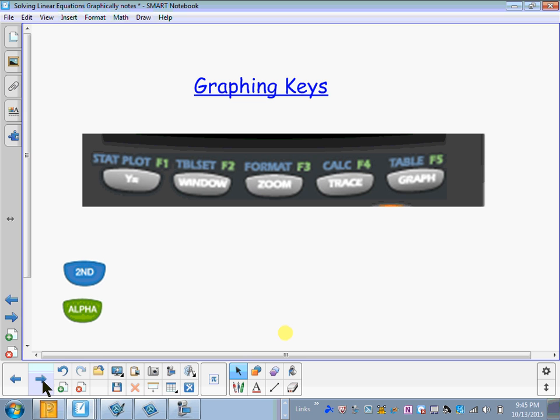We'll also be using the calculator, obviously, to graph, and right below the screen are the graphing keys. We have some in gray, some in blue, which we have to hit the second key first, and some in green. Today we'll be using the y equals, so we'll just hit that key. We'll be calculating the intersection of the lines, so we'll hit second trace, which is really second calc.